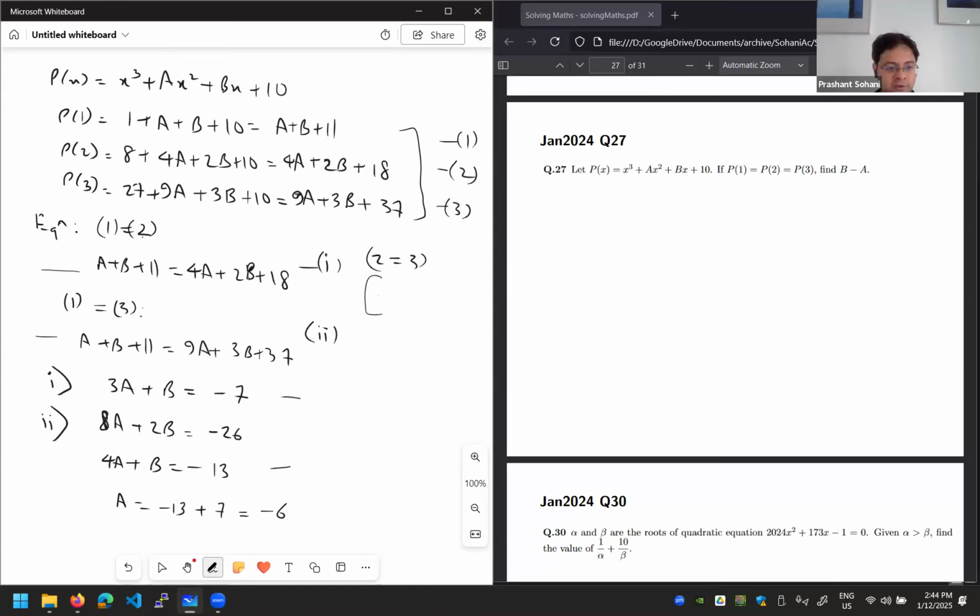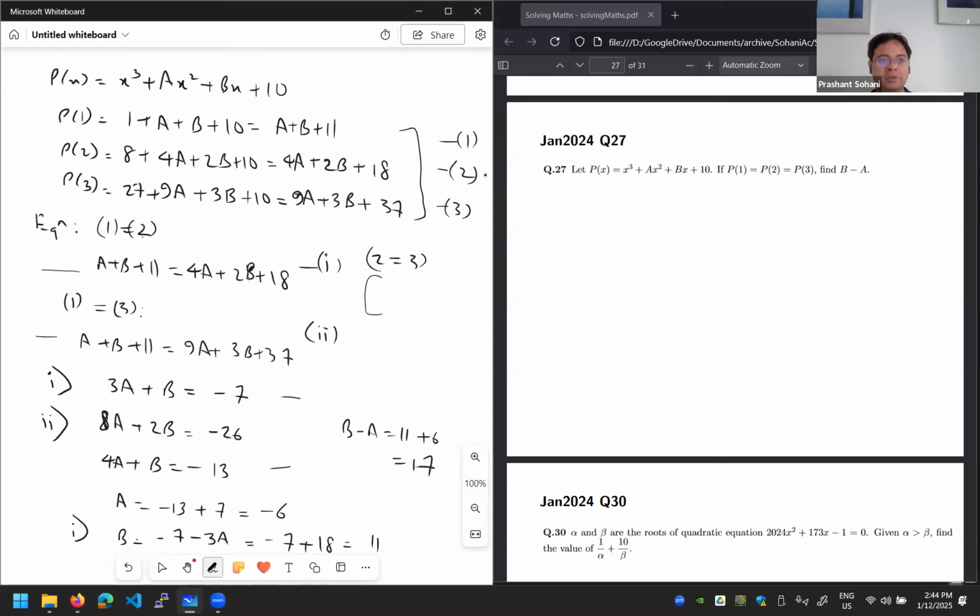So a is -6, and then b can be obtained from equation 1, 11. So b is 11 and a is -6, and what they've asked us to find is b minus a, which will be 17. Let me confirm my answer. Yes. Okay.